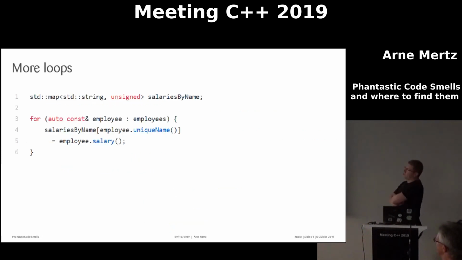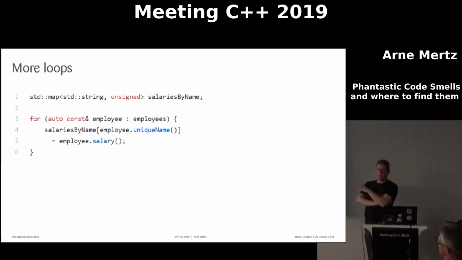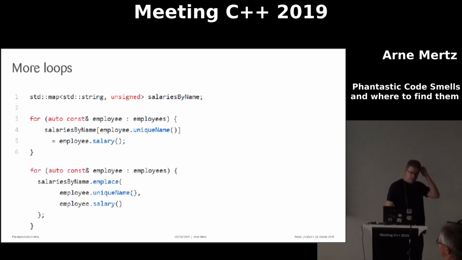Okay, so we have our vector of employees, and we now want to have their salaries by a unique name. So we have a map from names to salaries. We could do it like this, but this will be a slight performance hit because at first we have to construct the pair, and then this is an assignment. So instead we could choose emplace. But again, this is a loop, so we should use an algorithm, right? What's the correct algorithm? Transform.